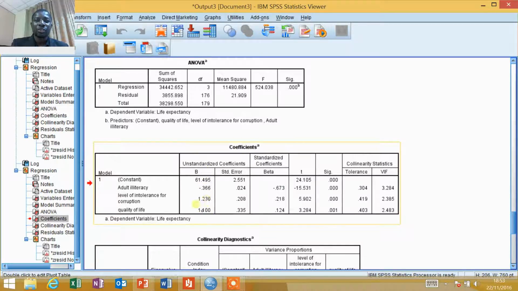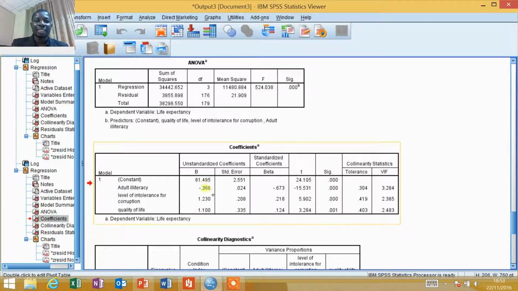Okay, so the unstandardized beta is what we use for the regression equation, and it's used when the researcher wants to predict. Now, the standardized beta will be used when we want to compare among the independent variables which one has a greater influence on the dependent variable. So we can compare between this and this, but here we cannot compare because they don't have the same unit, they are of different units.